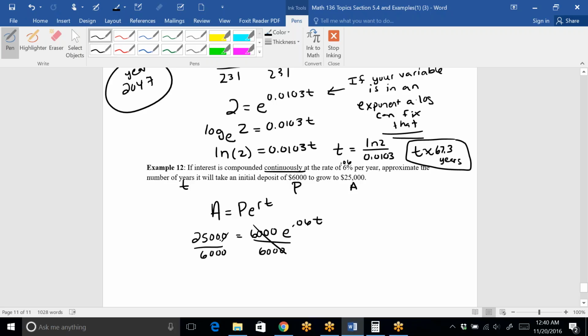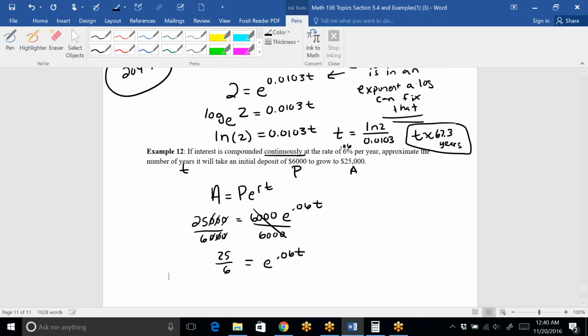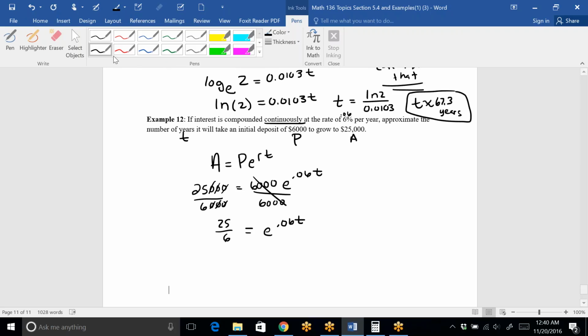You can cancel out 3 zeros, so this is just 25 over 6. I wouldn't turn it to a decimal yet. This is e to the 0.06 T. Then we're going to take this and turn it into a log to get that T out of that exponent. So log, remember you use base, argument, exponent. So base is E, exponent goes over here, argument is the answer from the other part. And this would be natural log of 25 over 6, because it's log E, equals 0.06 T.